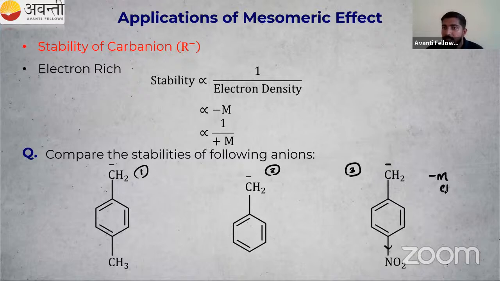It will show minus M. Minus M, it is taking electron. So the negative charge, the electron density, will decrease. Carbon negative charge means electron, that means electron density is high. So this NO2 group will decrease electron density. So we can say the third one is more stable.